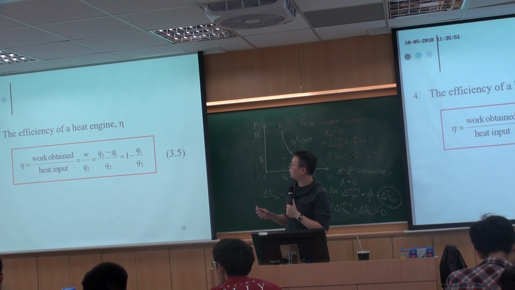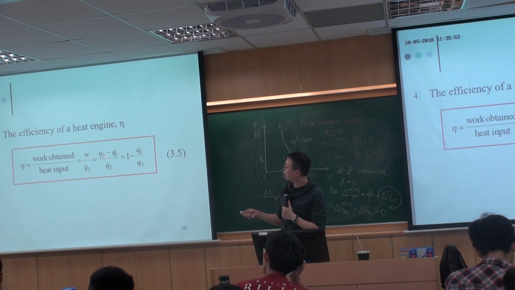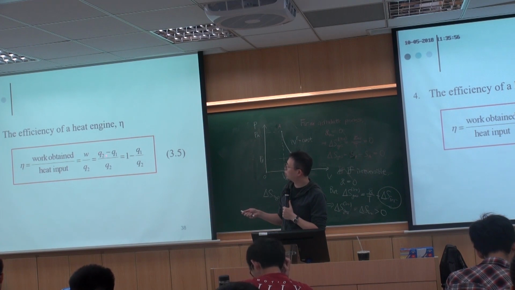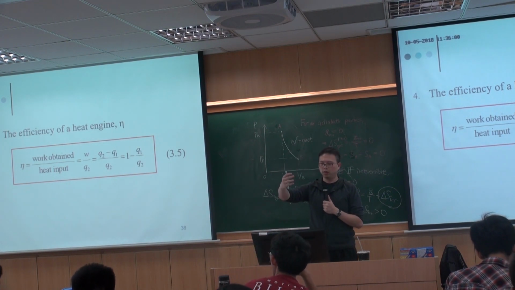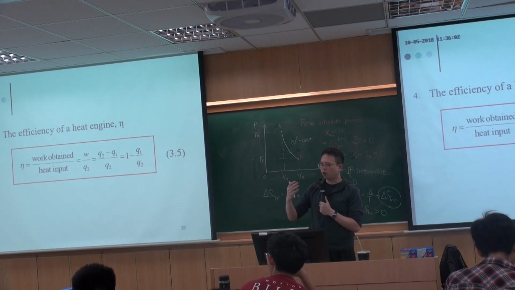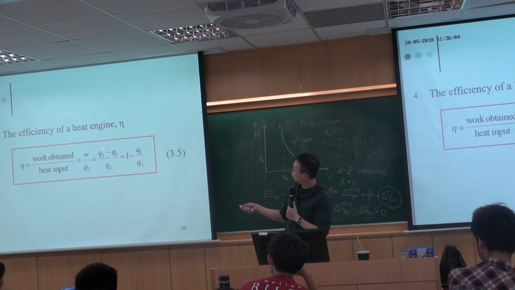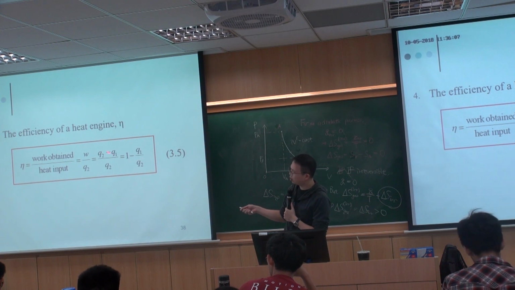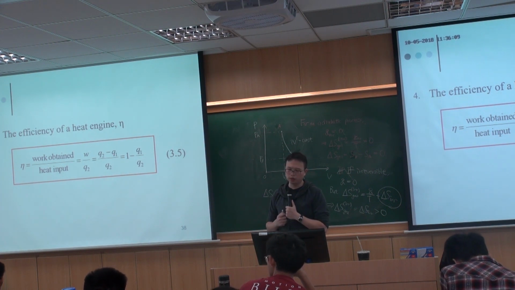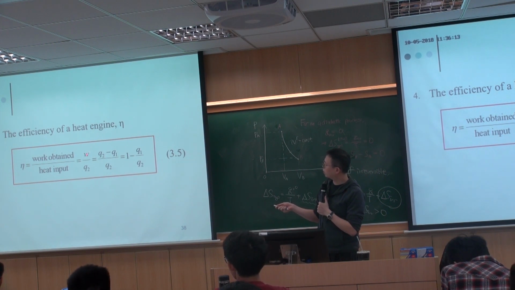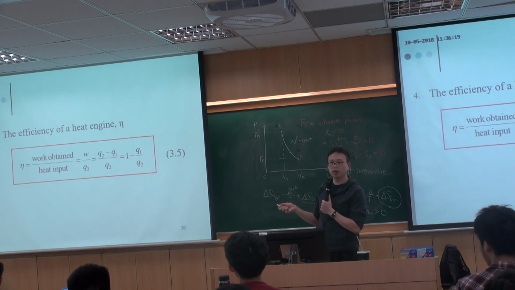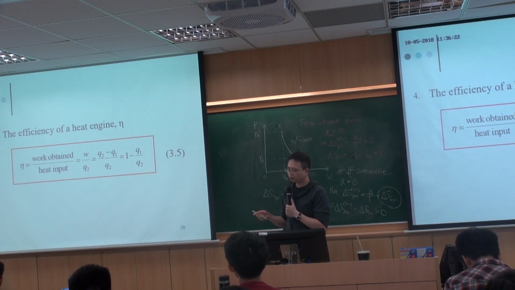But based on the conservation of energy, we know that this W is Q2 minus Q1. It's the difference between the heat getting from the hotter part, and the heat that is being drained to the cold reservoir. So if you know this, then it can be simplified. The efficiency can be simplified to 1 minus the ratio between Q1 and Q2.